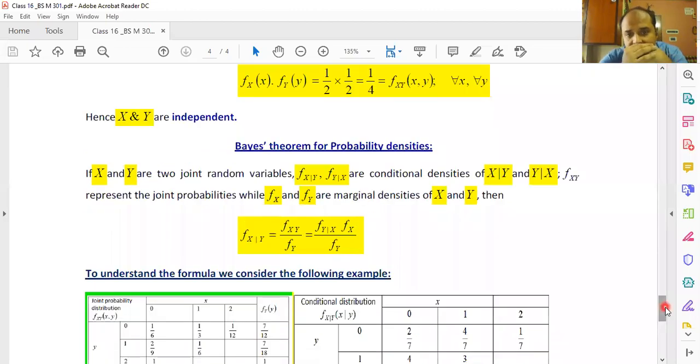It is called Bayes theorem for probability densities. Okay, now what is that? Try to recall the Bayes theorem which we studied in module 1.